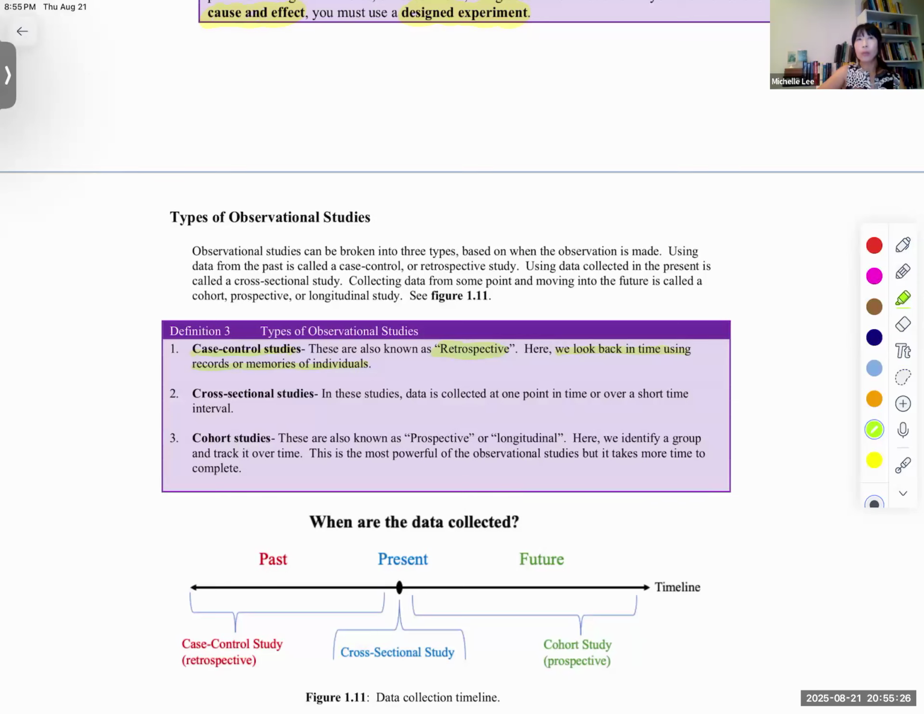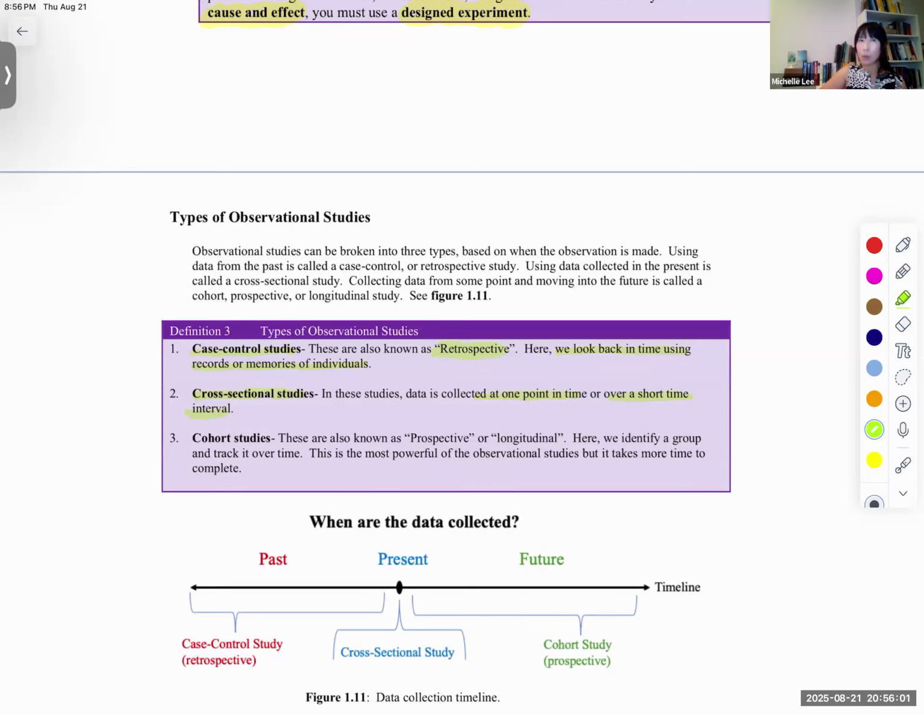Okay. Second one, we have cross-sectional studies. So that is data is collected at one point in time or over a short time interval. That is cross-sectional studies. Make sense? Okay, now cohort studies.